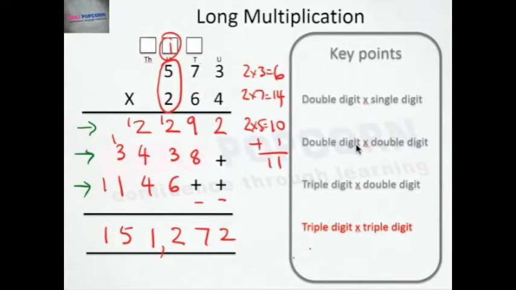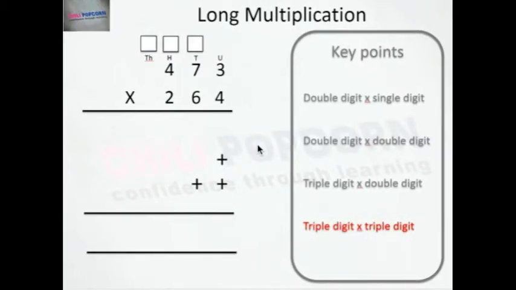I'll do one more example. So here's one more example. Let's start with the units. So we do 4 times 3. 4 times 3 is equal to 12. We carry over 1. Now we do 4 times 7.